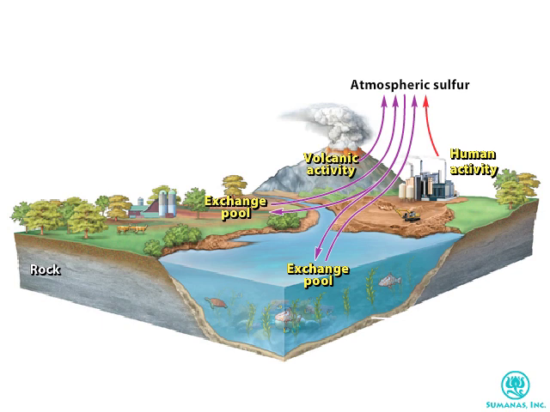Some of the sulfur that falls back to Earth is taken up by and cycled through organisms in terrestrial and aquatic communities. Sulfur is required by all organisms because it is a component of the amino acids cysteine and methionine. Sulfur eventually falls to the bottom of the ocean in sediments.